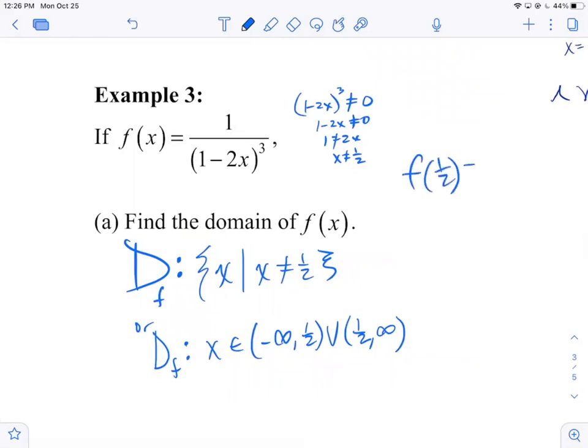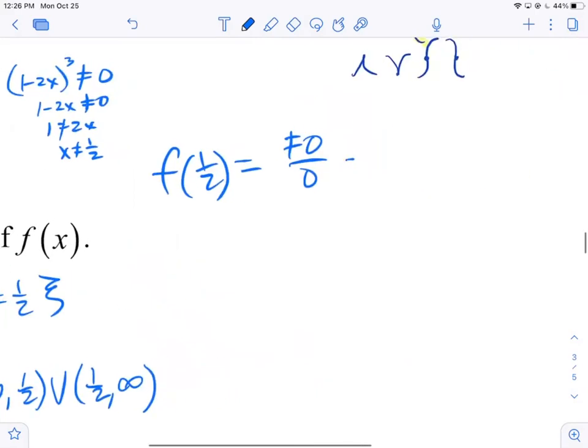But here's the other way to do it, right? If you plug in a 1/2, you get non-zero over 0. Non-zero over 0, remember, is some type of infinity. And what exists graphically to force the y values to infinity or negative infinity? Vertical asymptote. Yeah, that's okay.